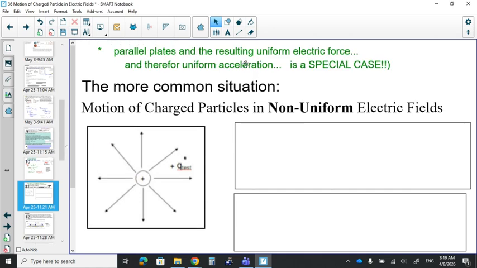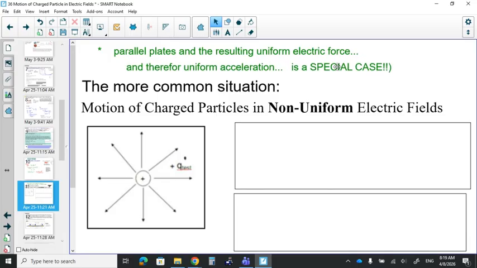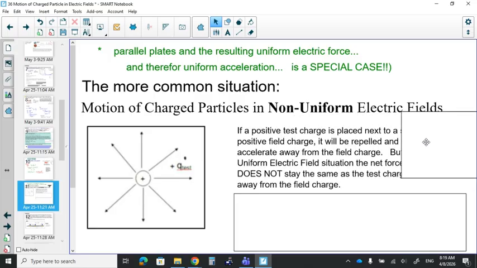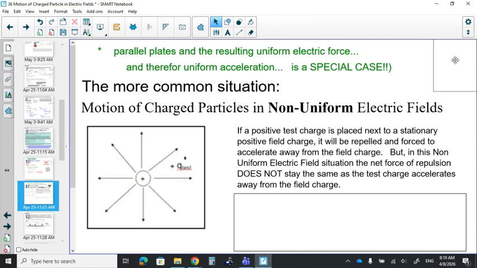Parallel plates resulting in uniform electric fields. So therefore uniform acceleration is a special case, of course, as we've been looking at. And so the more common situation is if you have just motion of charged particles in regular electric fields, right? Just fields around a point charge.